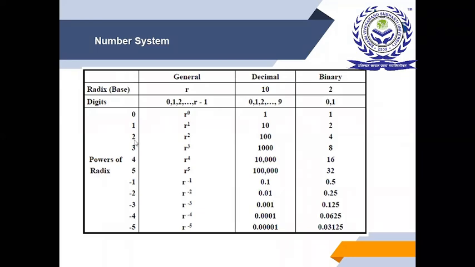If the power is 2, then in case of decimal, 10 raised to power 2, that is the 100th position. And in case of binary, it will be 4. 2 raised to power 2 is 4, like this. Now, in case of -1, if the power is -1, then for decimal, 10 raised to power -1 equals 0.1. And in case of binary, 2 raised to power -1, that is 0.5 in such a way.